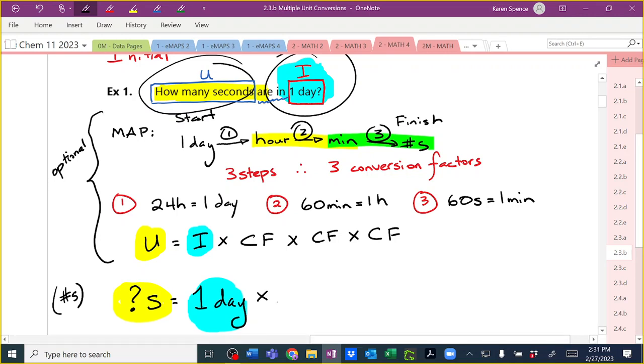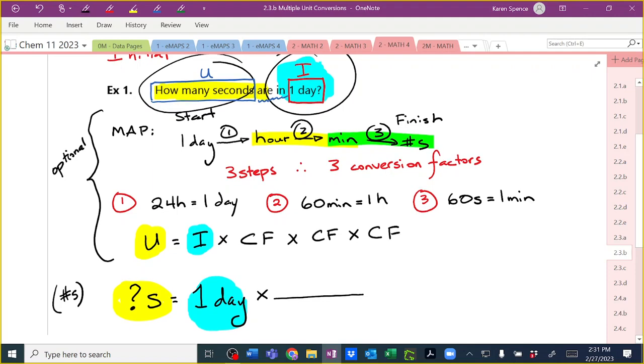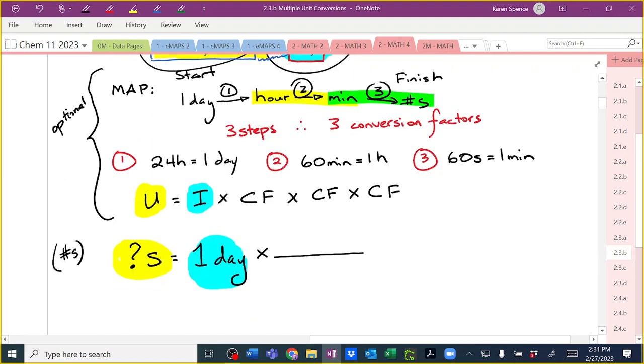So for every conversion factor, I'm going to draw a line so I can put something on the top and something on the bottom. I know that there are 3 conversions to do here, so I'm not going to just draw 1 times line. I'm going to draw 1, 2, 3 of them.